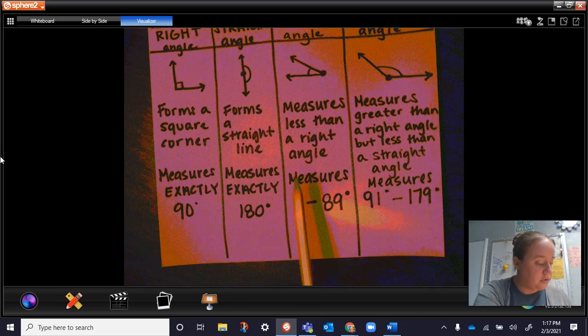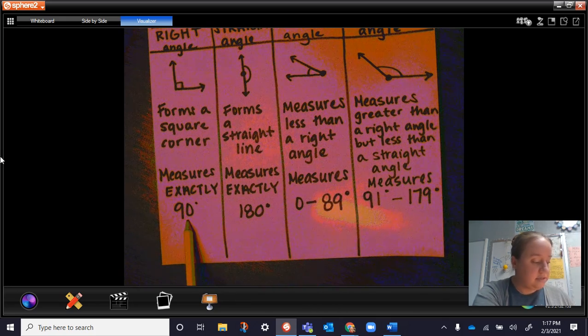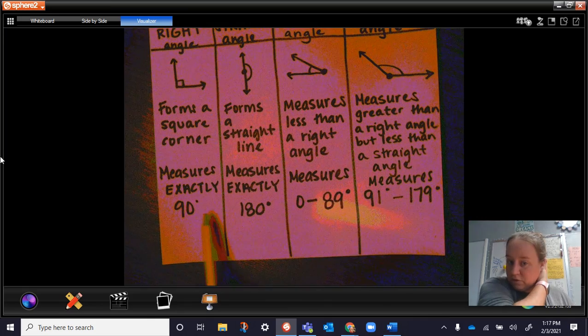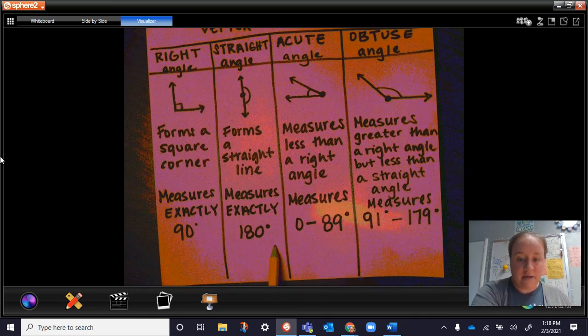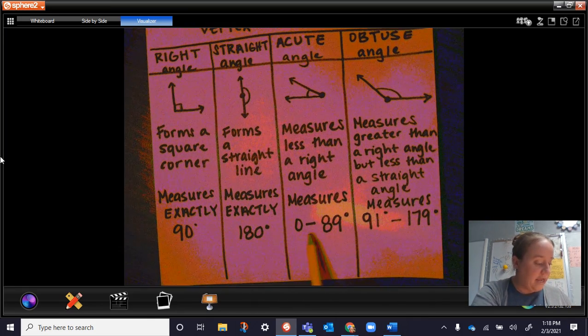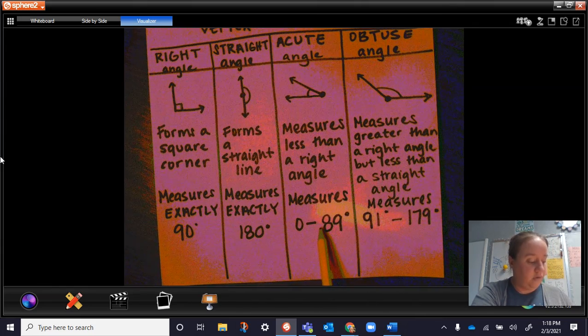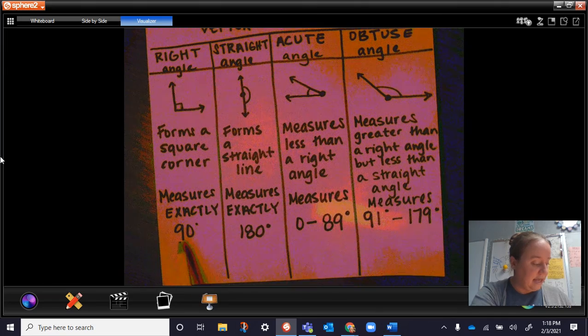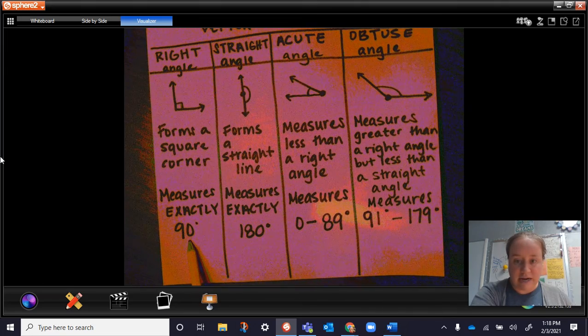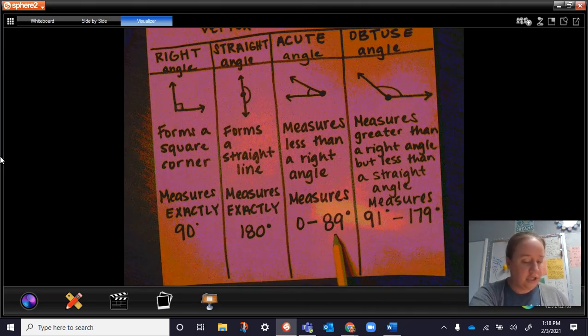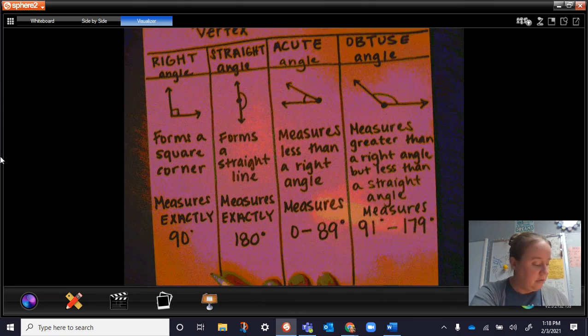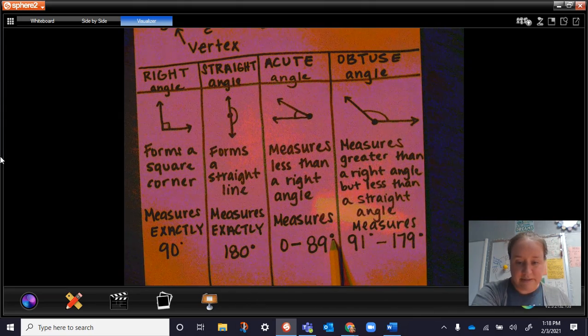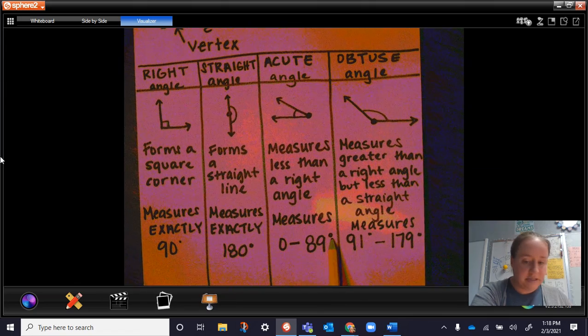And their numbers, they have a range. The right is only 90. The straight is only 180. But acute angles, they have a range. So they can go anywhere from 0, 1, 2, 3, 4, 5, all the numbers in between, all the way to 89. Because remember, the second that we get to 90, now we've turned into a right angle. So that's acute, 0 to 89 degrees. And this little symbol right here, we just read it as degree. So this is 89 degrees.